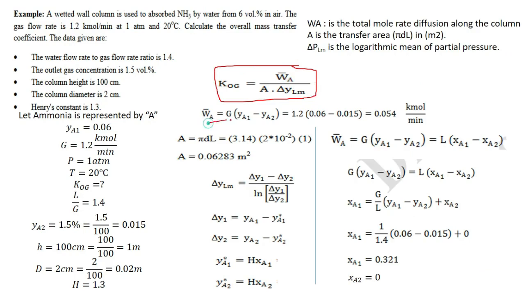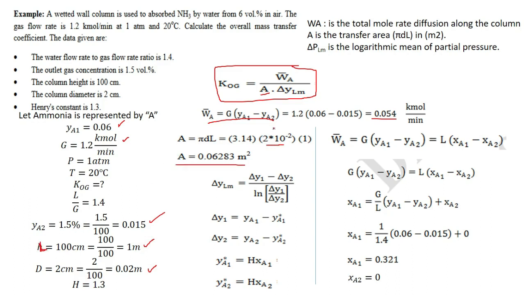So for WA you will use this formula G into YA1 minus YA2. You know YA1 and YA2, and G is 1.2. Just put the values, you will get your answer for W. For area you will use this formula A is equal to pi dl. Pi is 3.14, d is the diameter which is 0.02, and L is 1 which is height. So I am writing here it is height which is length. So area will be equal to 0.062.